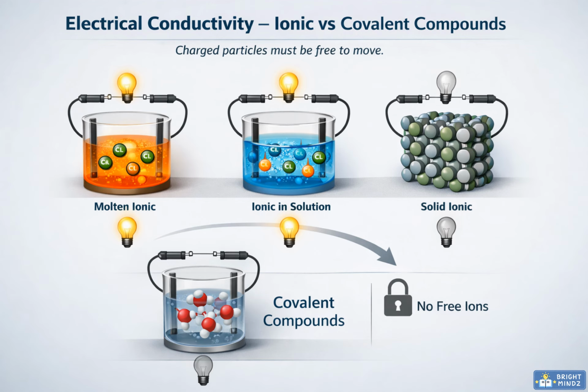Electrical conductivity depends on whether charged particles can move. In solid ionic compounds, the ions are locked in a rigid crystal lattice, so charge cannot flow. When the compound melts or dissolves in water, the ions become mobile and the substance conducts electricity. Covalent compounds are different. Their particles are usually neutral molecules, not free ions. So, sugar dissolved in water, for example, does not normally complete an electrical circuit.